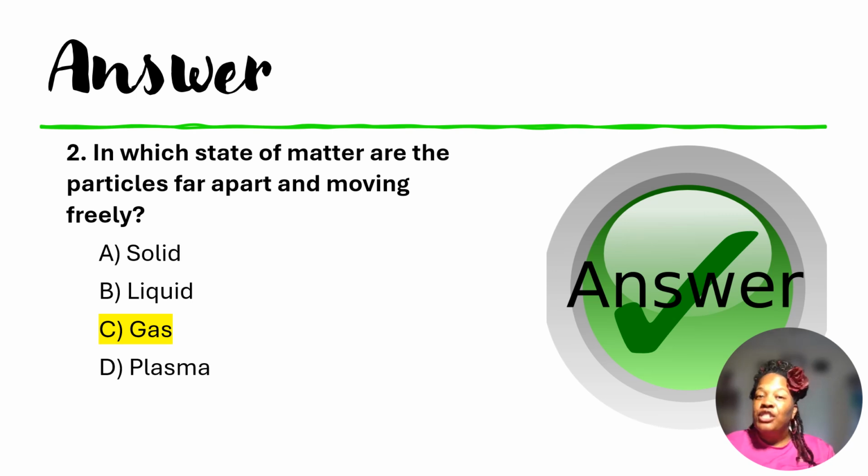Solids have a definite shape and volume. Their particles are tightly packed and vibrate in place. Plasma, on the other hand, is an ionized gas with free moving ions and electrons, and their particles are charged and move at very high speeds. And lastly, liquids have a definite volume but take the shape of their container, and while their particles are close, they can move past each other.